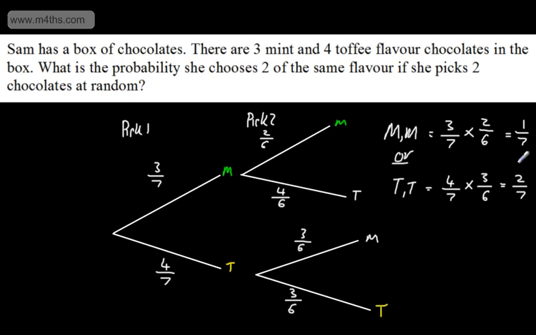So we first use the multiplication law. We're saying it's mint and mint, so we multiply. Or toffee and toffee, so we multiply. All we need to do now is add them together, and that satisfies this law right here. So we've got 1 over 7 plus 2 over 7, which is 3 over 7. So the probability that she picks 2 of the same flavour at random is 3 over 7.